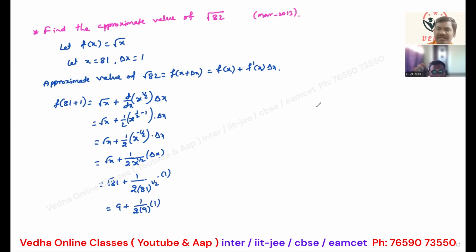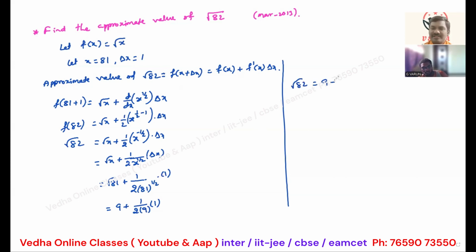This is f of 82. In place of x, keep 82, so indirectly it is the root 82 value only. So root of 82 is equal to 9 plus 1 by 18. 1 by 18 is approximately 1 by 20.